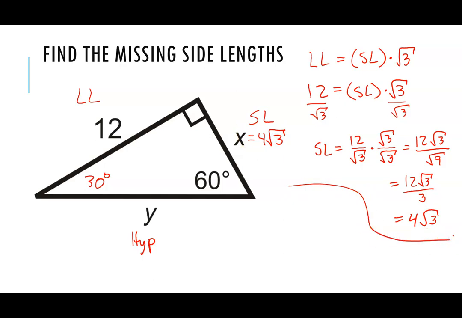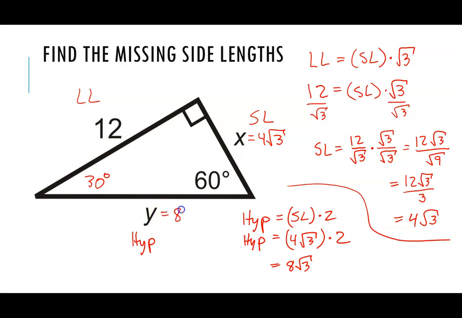That one took a little bit of work, but the next calculation is going to be really fast because the other relationship for a 30, 60, 90 is that the hypotenuse equals the short leg times 2. So we can plug in the short leg, 4 square root of 3 times 2, and that's going to equal the hypotenuse. 4 square root of 3 times 2, you just multiply the numbers that are outside the root. So the 4 times 2 makes 8, and the other part doesn't change, it just stays square root of 3. So y equals 8 square root of 3.